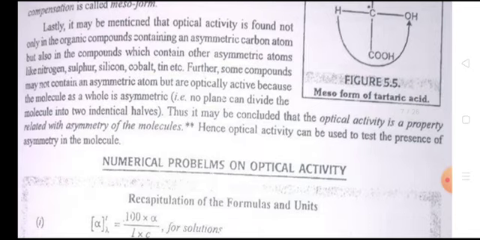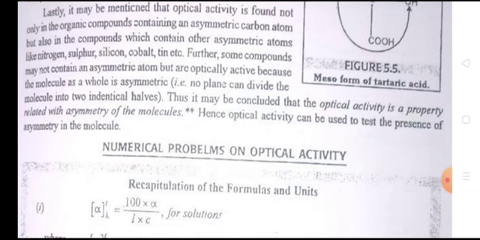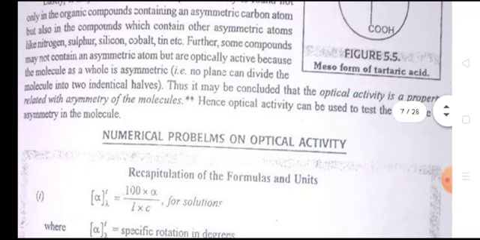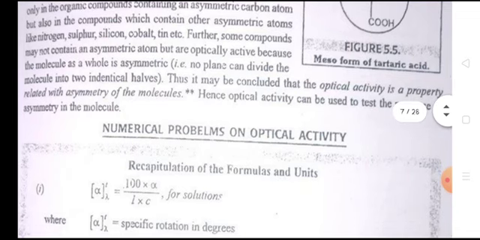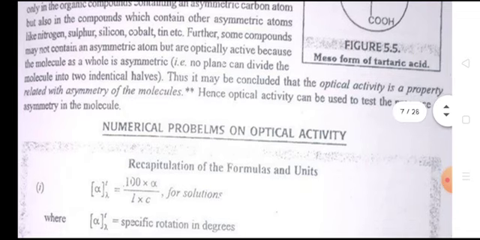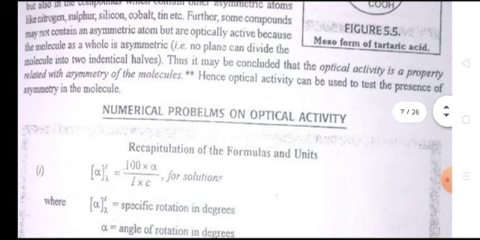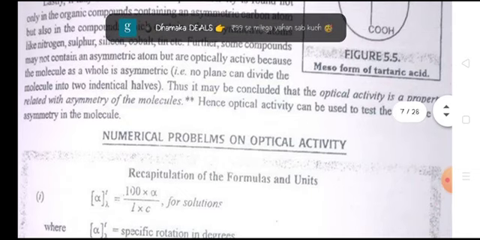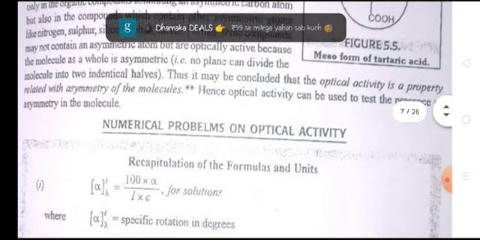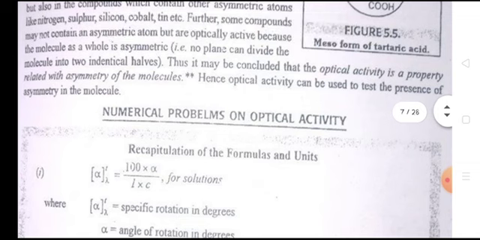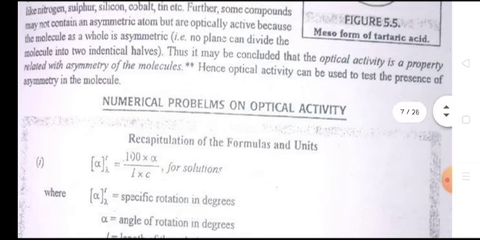Lastly, it may be mentioned that optical activity is found not only in organic compounds containing an asymmetric carbon atom, but also in compounds which contain other asymmetric atoms like nitrogen, sulfur, silicon, cobalt, tin, etc. Further, some compounds may not contain an asymmetric atom but are optically active because the molecule as a whole is asymmetric. Thus, it may be concluded that optical activity is a property related to the asymmetry of the molecules.